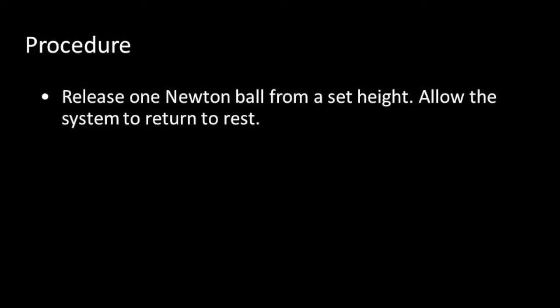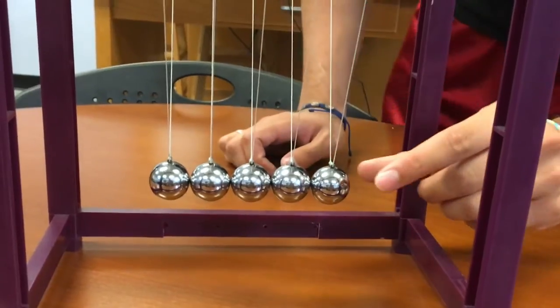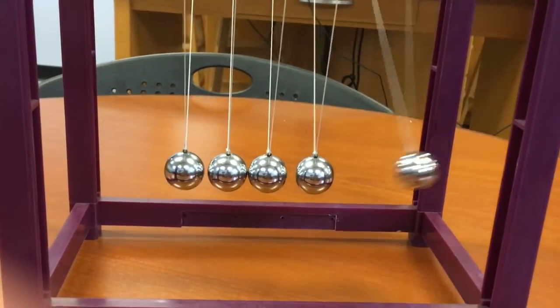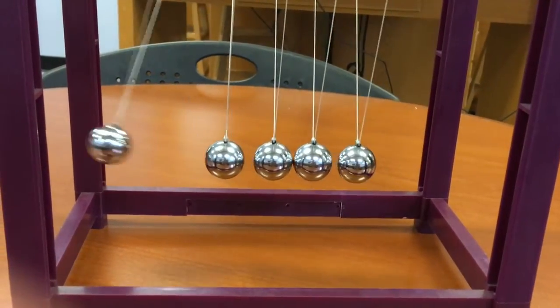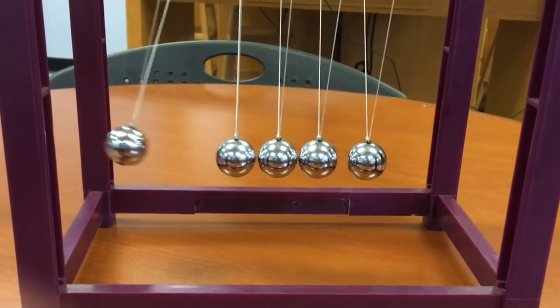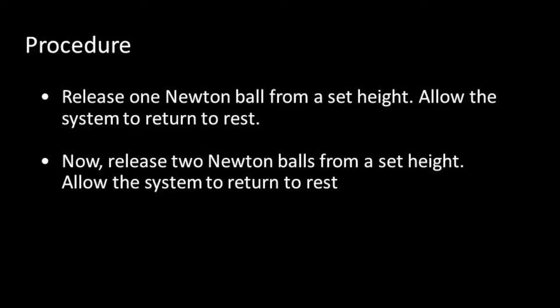First, raise one Newton ball from a set height. Allow the system to return to rest. Now raise two Newton balls from a set height and allow the system to return to rest.